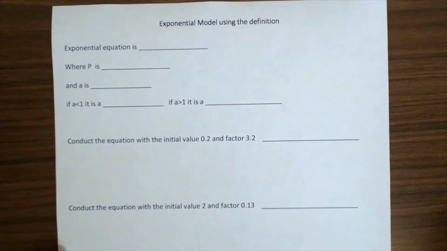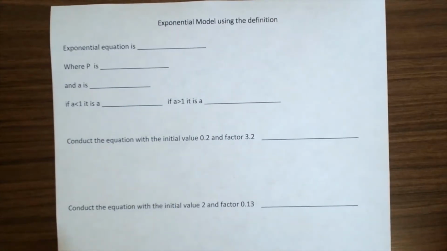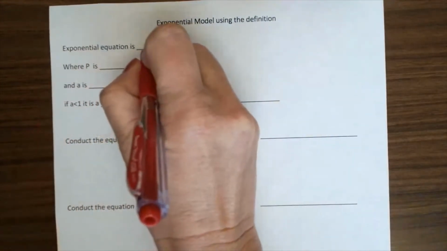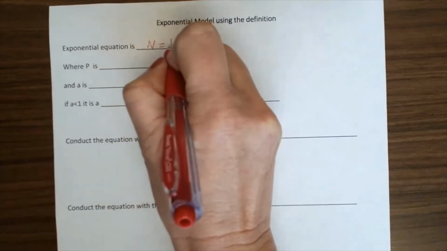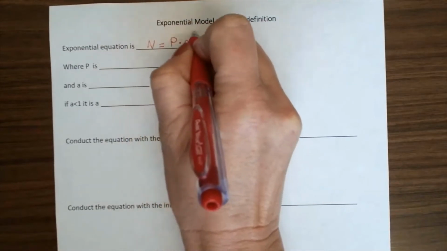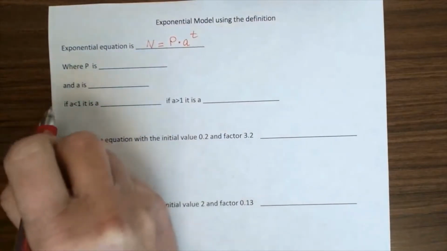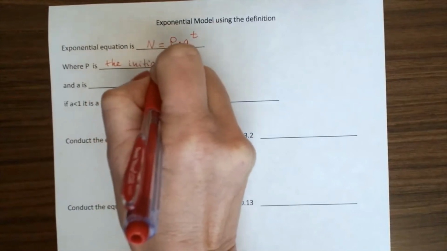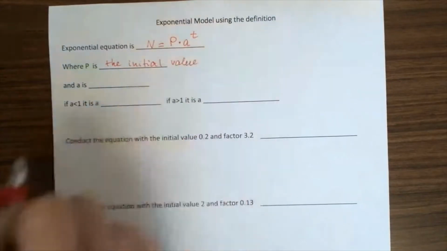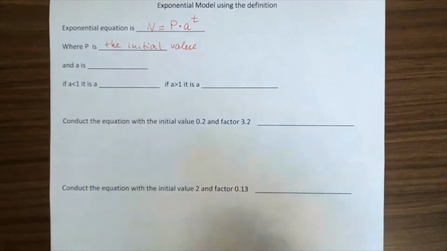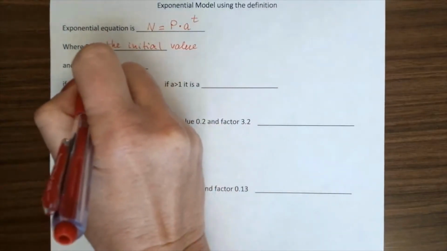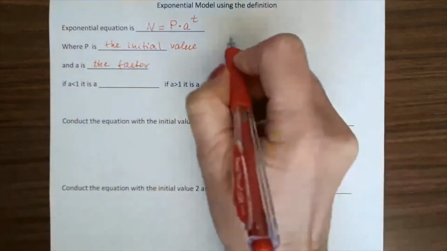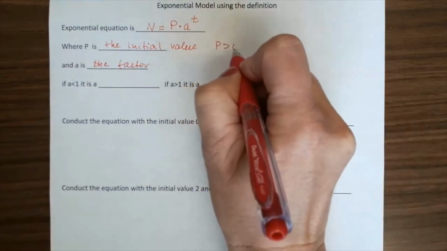In this video, we will talk about the equation of an exponential model. So the equation is n is equal to p times a to the t power, where p is the initial value and a is the factor. The initial value p is always greater than 0.